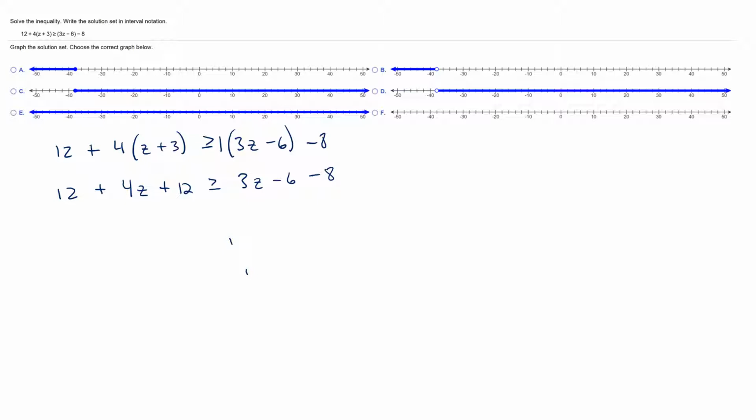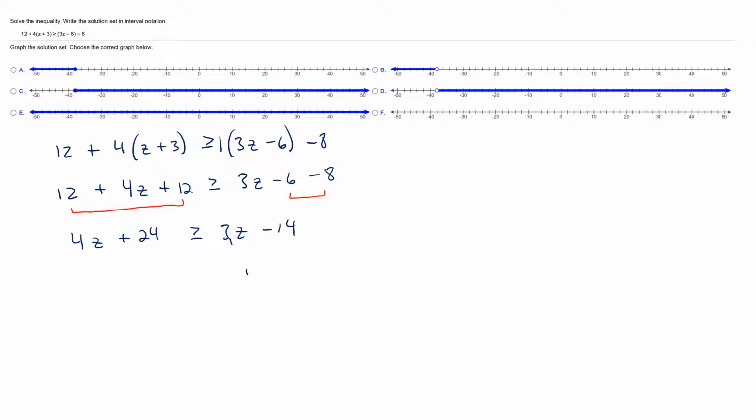Now that the parentheses are gone, we combine like terms. I see that we have a 12 here and a 12 here. I can combine those. So we have 4z plus 24 greater than or equal to 3z, and negative 6 minus 8, we can combine those numbers to negative 14.